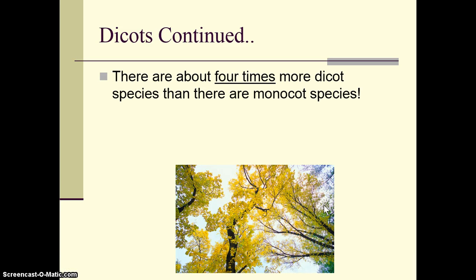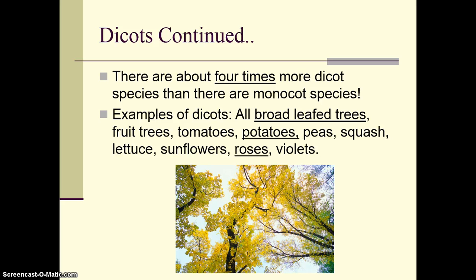There are about 4 times more dicot species than there are monocot species. So dicots are much more common than monocots. Examples of dicots are all broadleafed trees, all fruit trees, tomatoes, potatoes, peas, squash, lettuce, sunflower, roses, violets, and the list goes on.